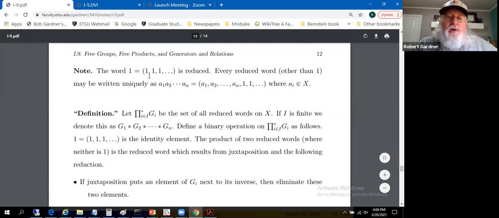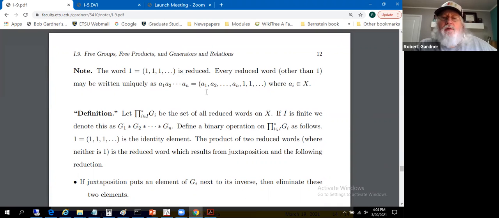The word of all 1s is reduced. And every reduced word other than that one may be written uniquely as A1, A2, up through A sub n. It represents the infinite sequence that after that A sub n is all 1s. The uniqueness coming from the way we'll reduce these words, as we're about to see.